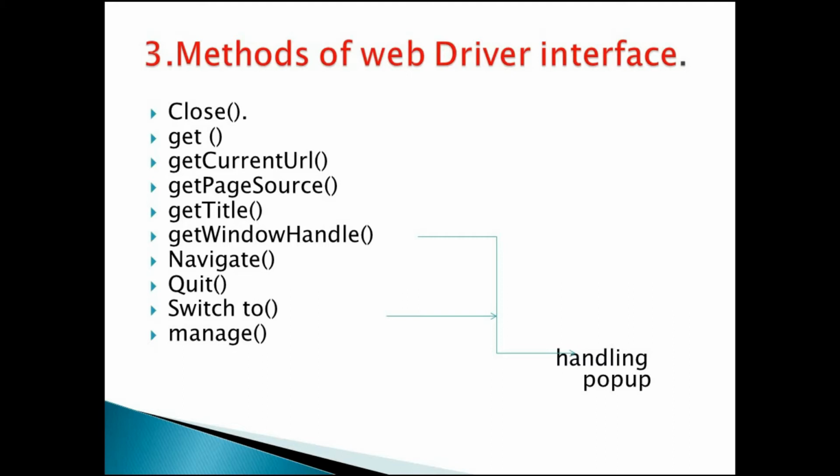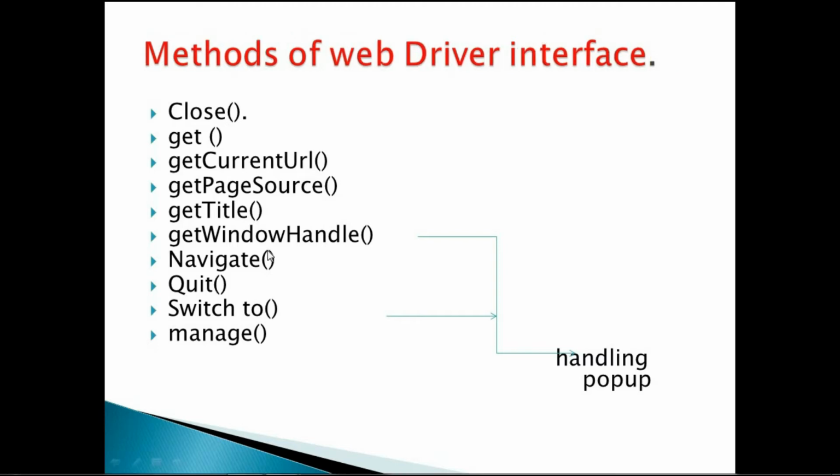Next one is the manage method. It is mainly used for moving and resizing the browser windows. By using this method, you can resize the window in pixels, set the window size and get the window position. You can maximize the window and minimize the window. And get window handle and switch to: these two methods I will cover when I teach the handling pop-ups topic. Now let's see all these methods except get window handles and switch to.